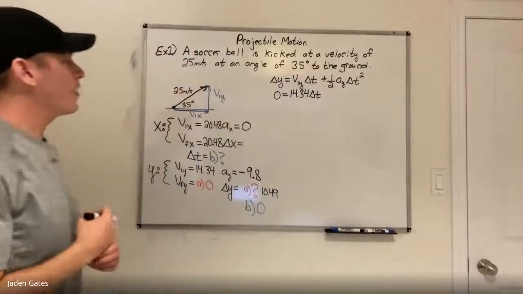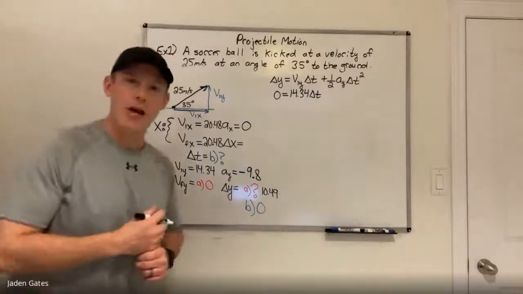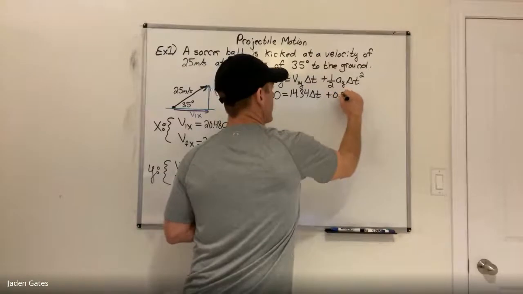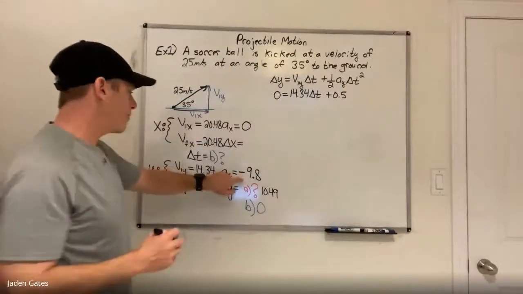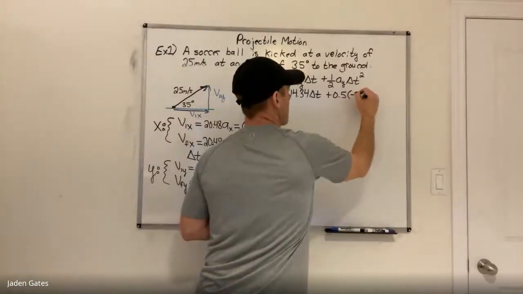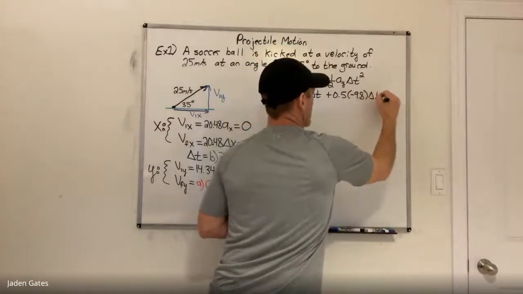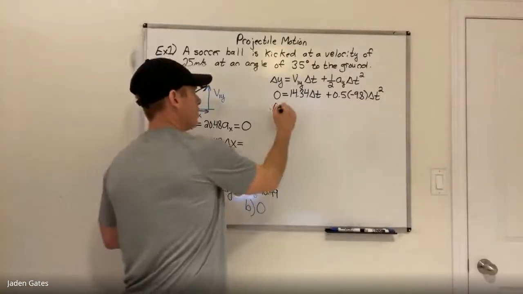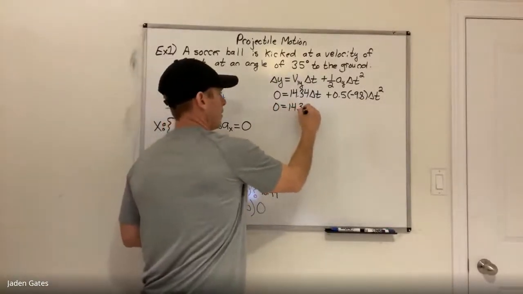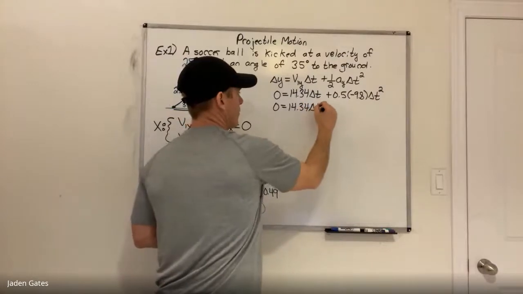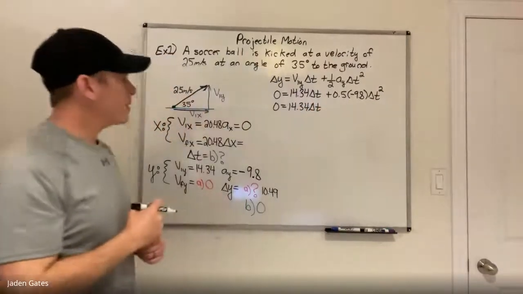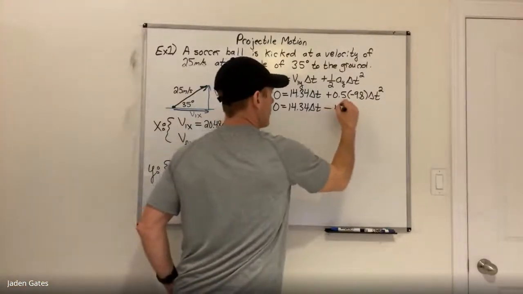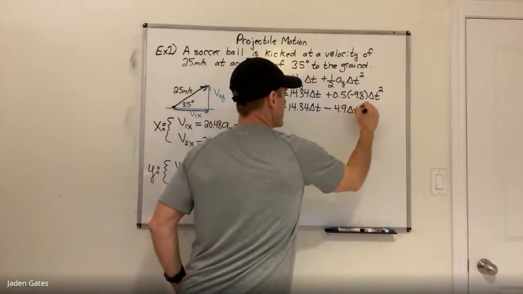All right, now I've got the plus 1/2. Again, with a fraction, I always like to convert it to a decimal. So we'll just go with 0.5. AY, again, that's our gravity, which is negative 9.8. And I got times delta T squared. All right, again, just simplifying things here. So I got 14.34 times delta T. I take my half times negative 9.8 times the delta T squared. I'm going to have a negative 4.9 delta T squared.